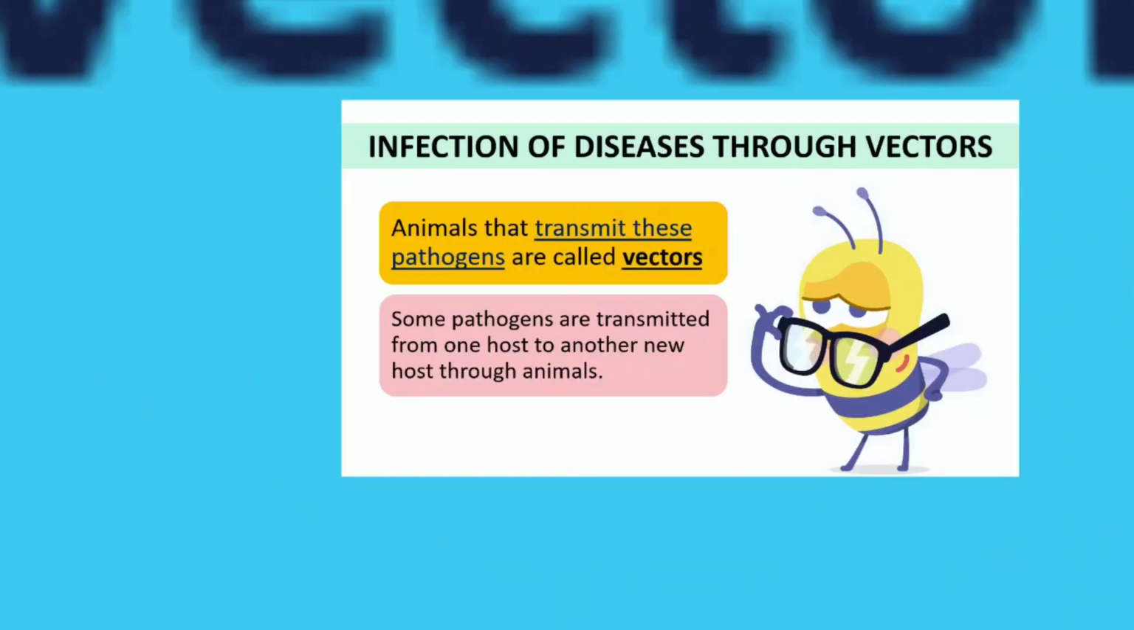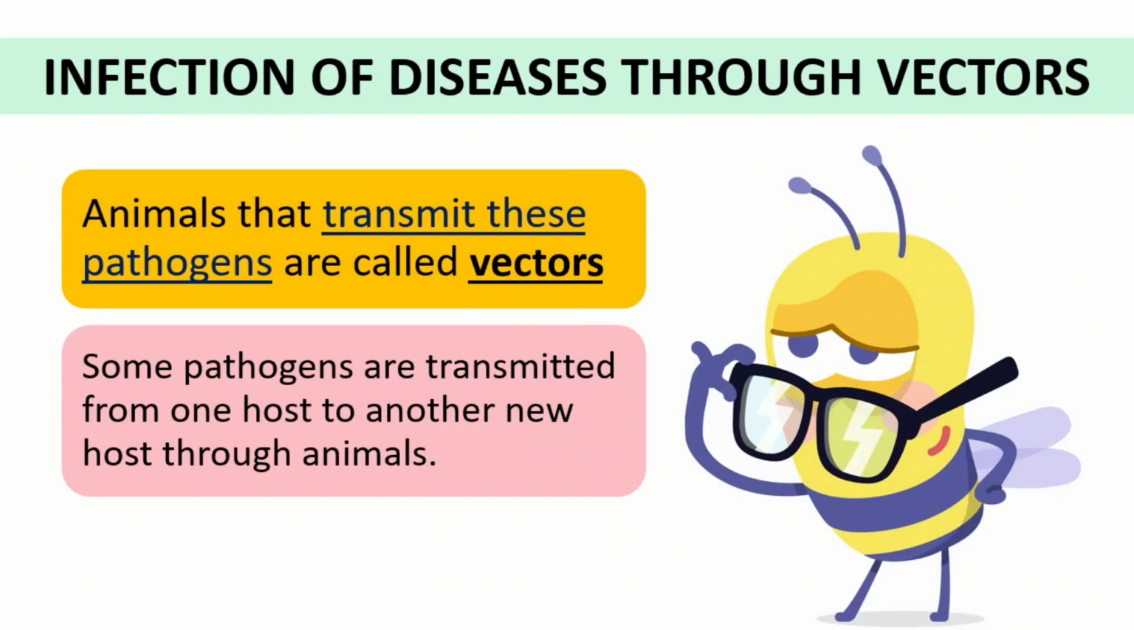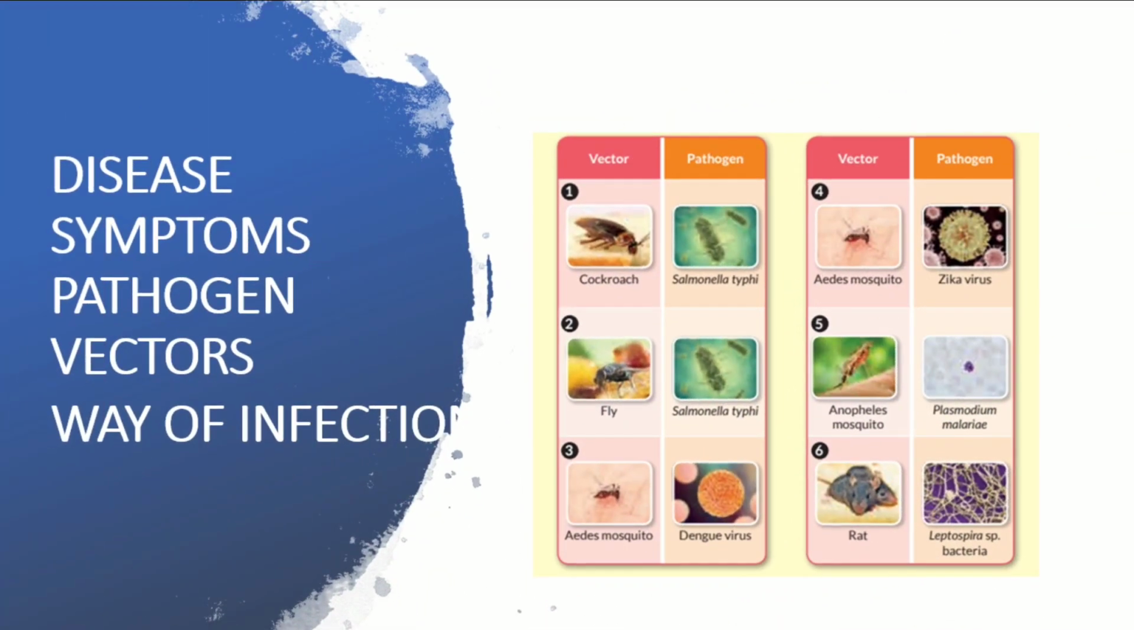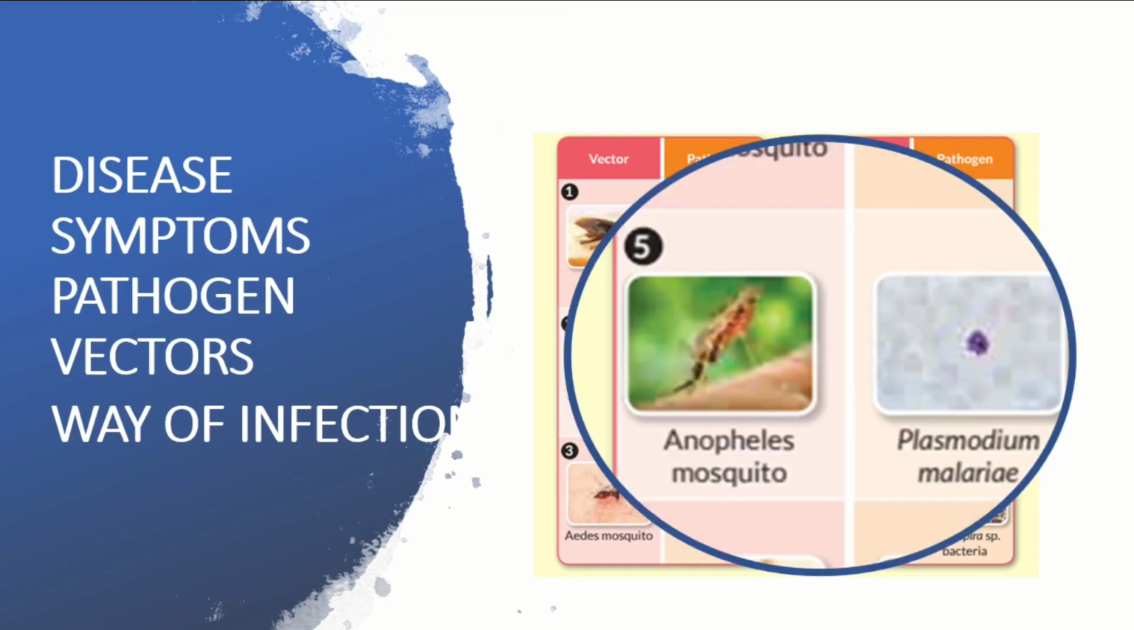Last but not least is about the infectious diseases through vectors. What are vectors? They are animals that transmit pathogens, and some pathogens are transmitted from one host to another new host through the animals. We are going to discuss the disease, the symptom, pathogen, vectors, and ways of infection.